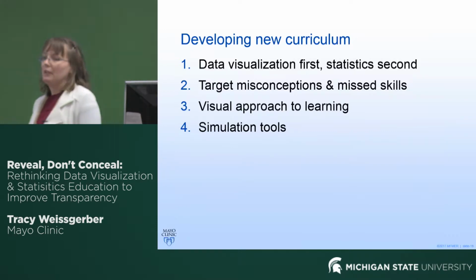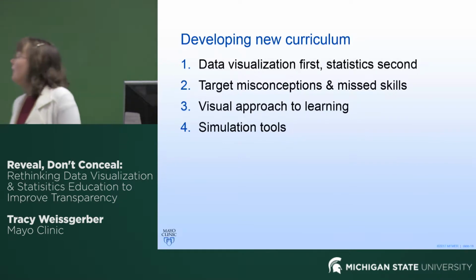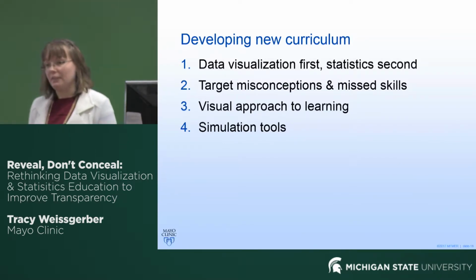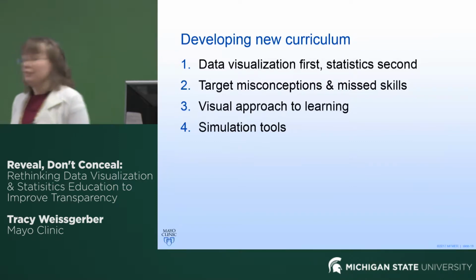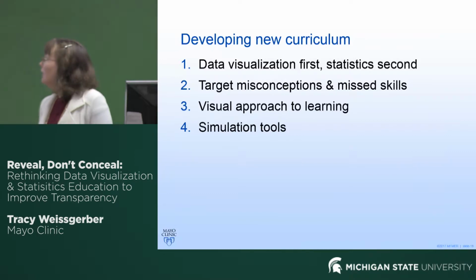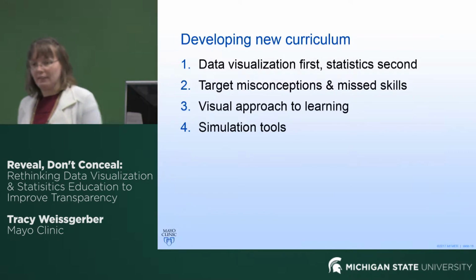The next thing we're doing is targeting misconceptions and misskills that are common in the basic sciences. So misconceptions would be things like you should present continuous data using a bar graph. Or if you find a significant effect in a small sample, it must be a really big effect. Or it doesn't matter if your study is underpowered as long as you find a significant effect.